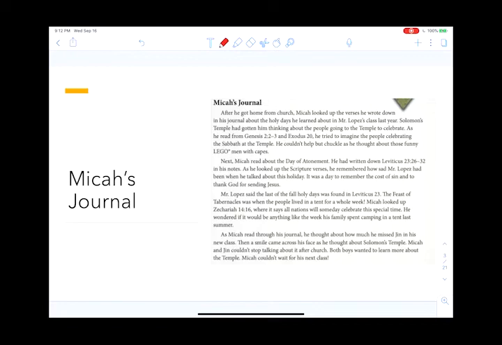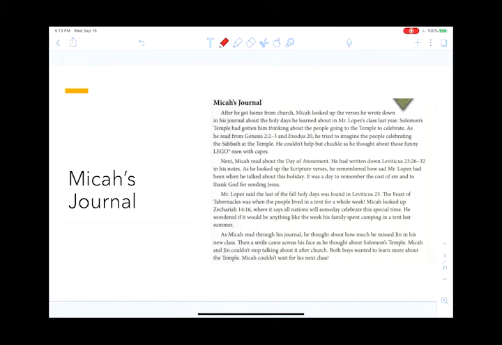After he got home from church, Micah looked up the verses he wrote down in his journal about the holy days he learned about in Mr. Lopez's class last year. Solomon's temple had gotten him thinking about the people going to the temple to celebrate. As he read from Genesis 2:2-3 and Exodus 20, he tried to imagine the people celebrating the Sabbath at the temple. He couldn't help but chuckle as he thought about those funny Lego men with capes.